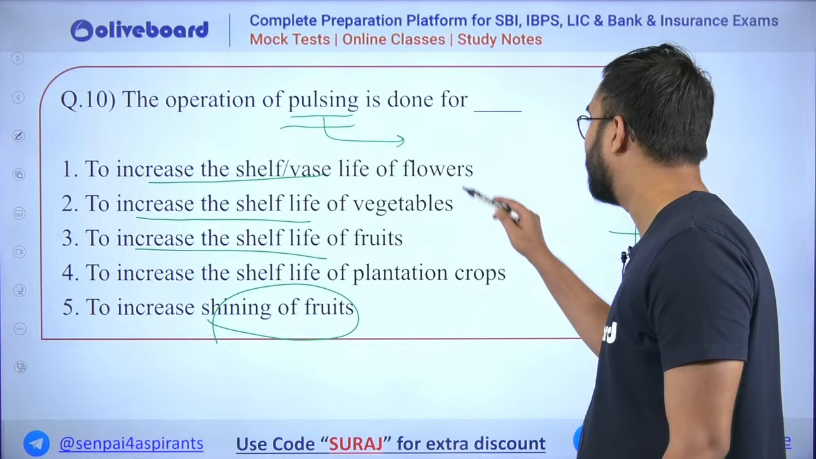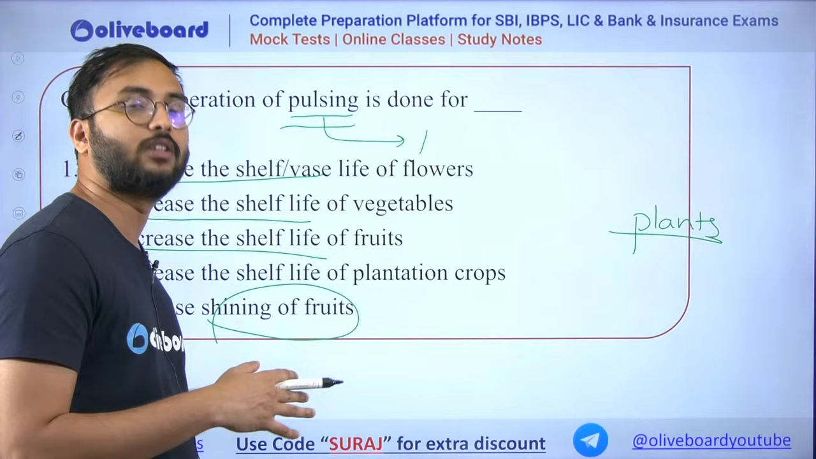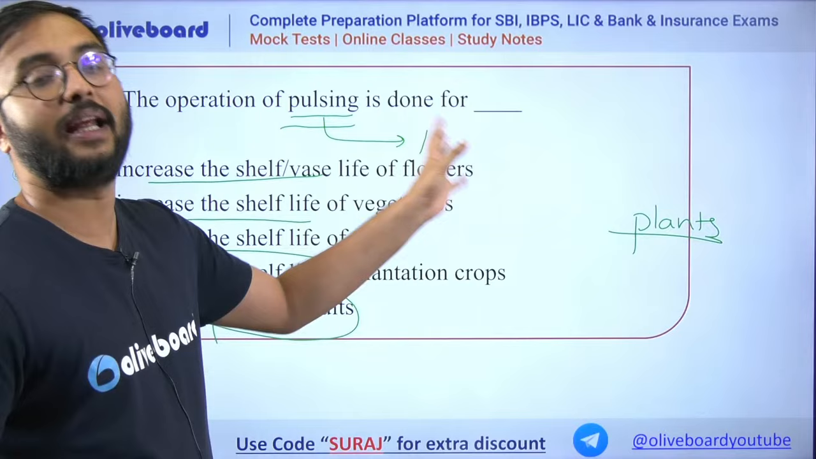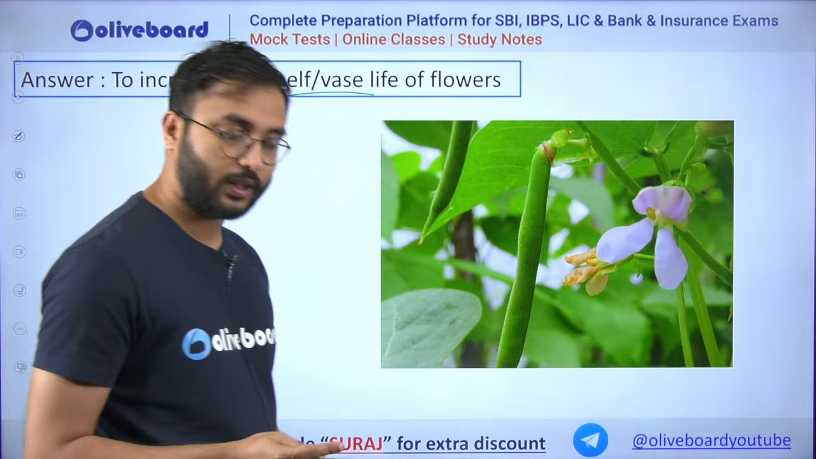Pulsing is nothing but when you try to create an insertion or maybe a cut on a flower. In this way, you increase the shelf life by keeping it in a sugar solution. Yes, you cut the flowers and you keep them in certain solutions. You can even spray it on. So, the answer here is to increase the shelf life of flowers. That you should know clearly. So, what is done? Whatever flowers are there, those are cut down with the twigs.